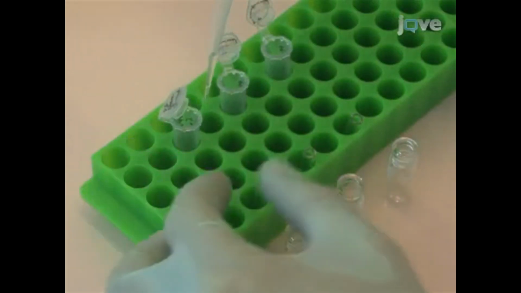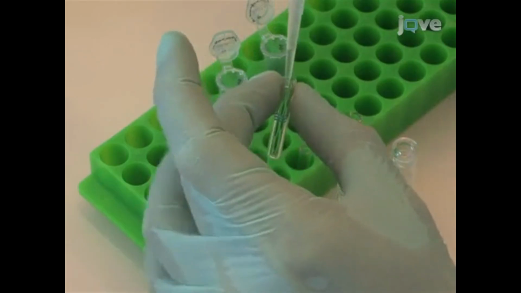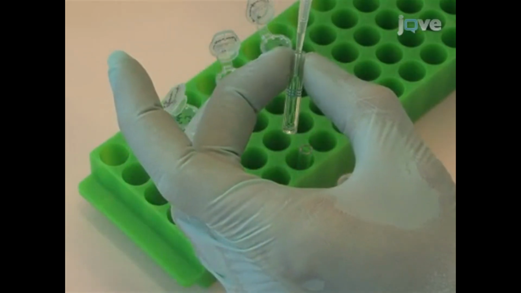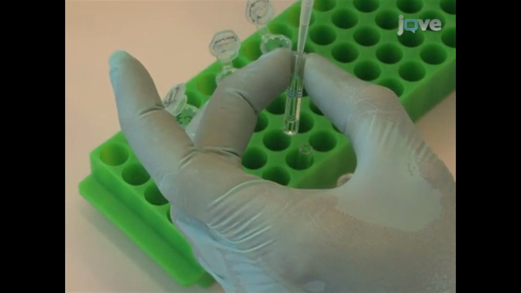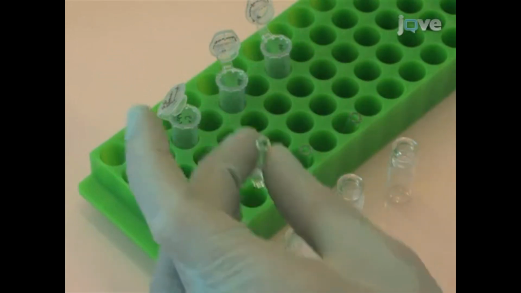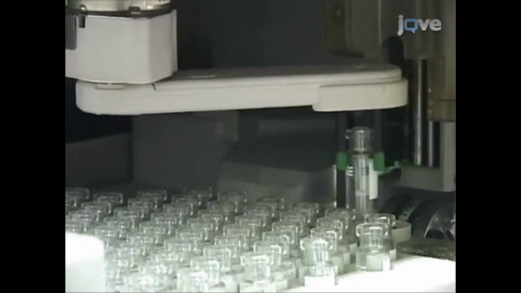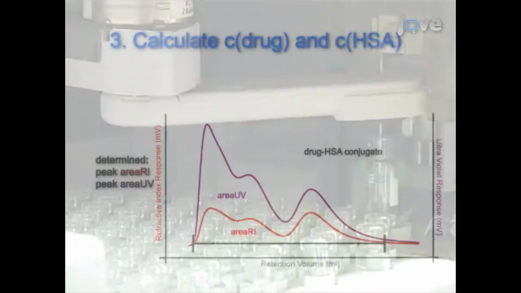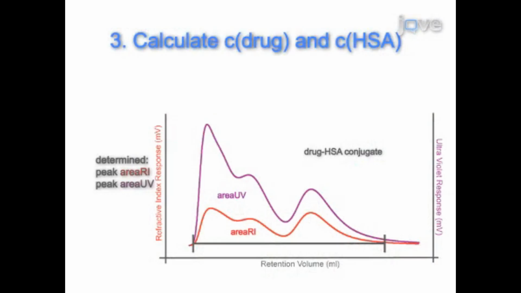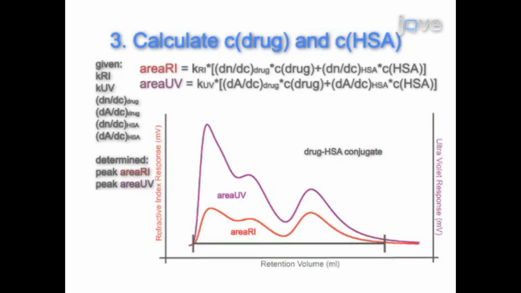Dilute PP derivative standards for HPSEC in demineralized water in 5, 10, and 30 nanomole amounts for ease of injection. Then calculate mean values for dN by dC of the drug and dA by dC of the drug for both standards using these two formulas. Now, inject the drug conjugates onto the HPSEC and determine their RI and UV peak areas. Then, using the same two equations, calculate the concentration of the PP derivatives and the HSA for the unknowns.